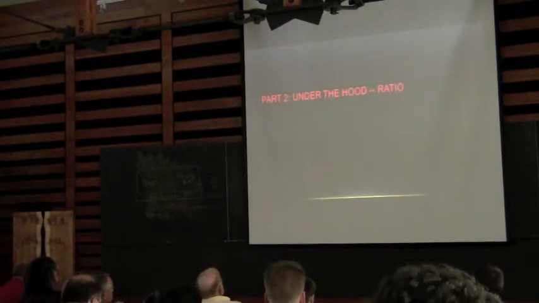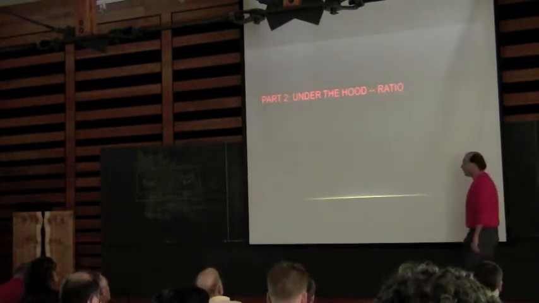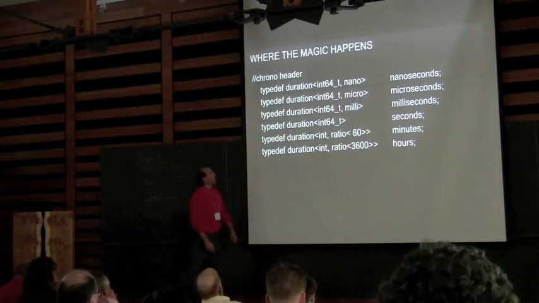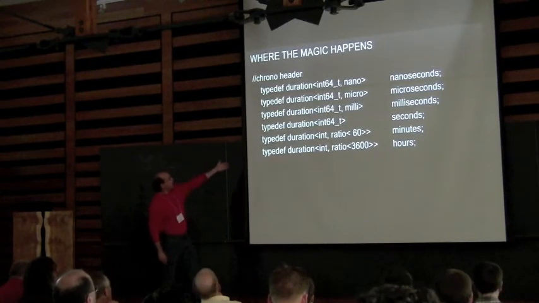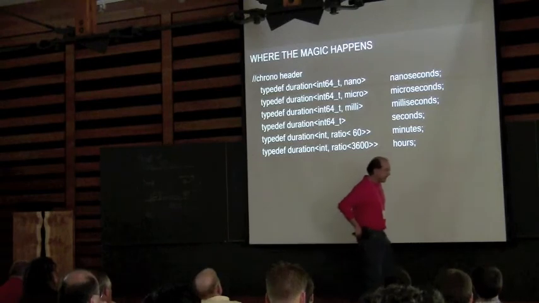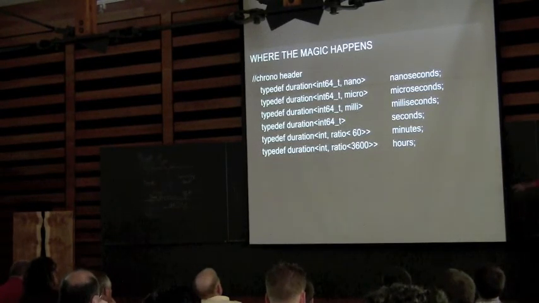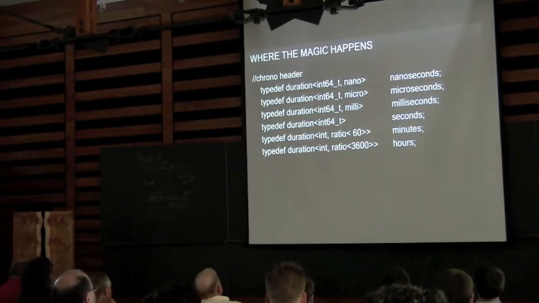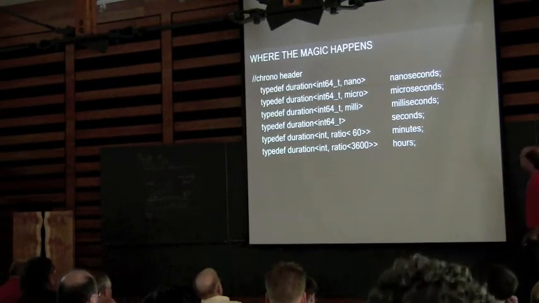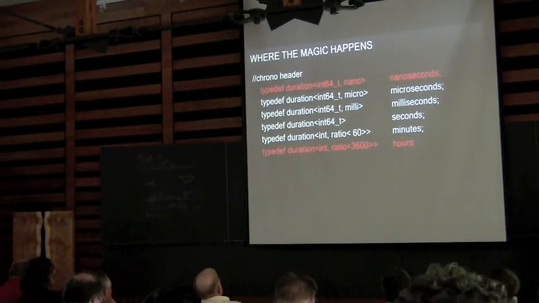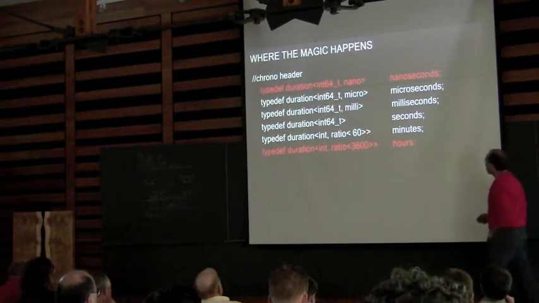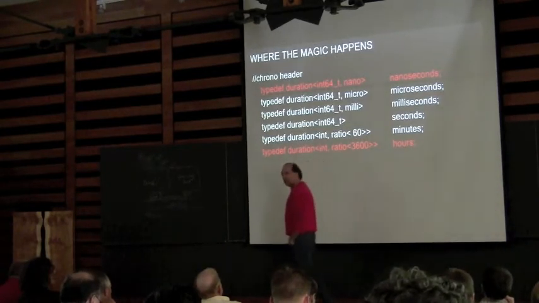Part two. We're going to go under the hood just a little bit and talk about ratio. So if you open up the chrono header, you'll see something like this. All those magic duration types that I was using earlier, I didn't use all of them, there's a few more in the standard actually, looks something like this. So, okay, there's a couple of interesting things here. What's this thing nano up here? What's this ratio 3600 business? What's going on there?